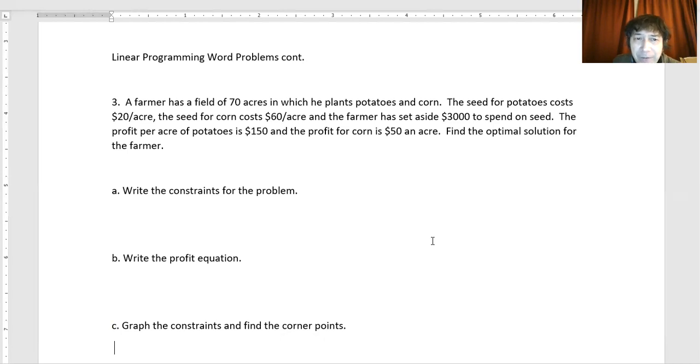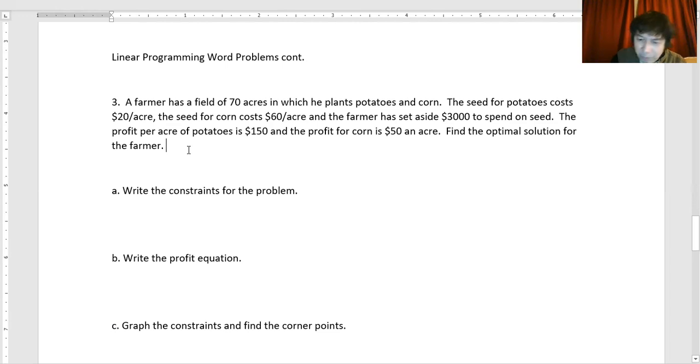So the farmer has an available space of 70 acres. An acre is larger than a hectare. So we have 70 acres. That should be the maximum, in which he plants potatoes and corn. So let us make use of X for potatoes and Y for corn. It will have to be the number of acres allotted for potatoes and the number of acres allotted for corn. So that will be our variables.